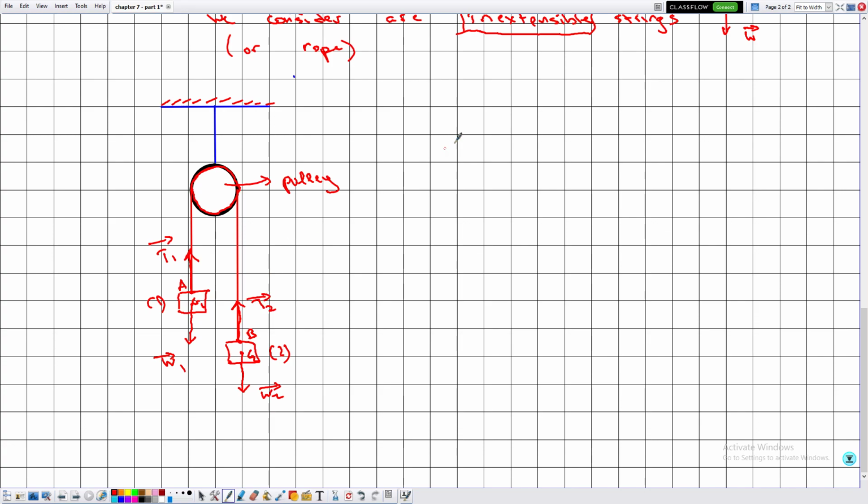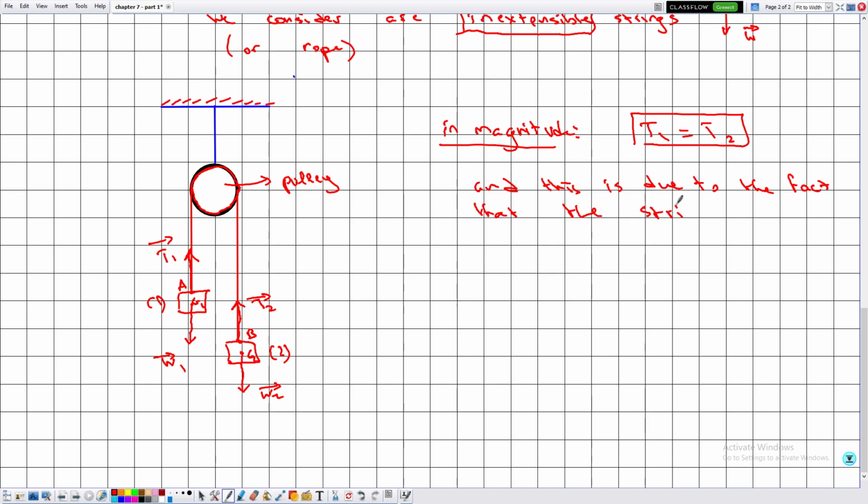Now the thing is that in magnitude the tensions T1 and T2 are equal, and this is due to the fact that the string around the pulley is inextensible.